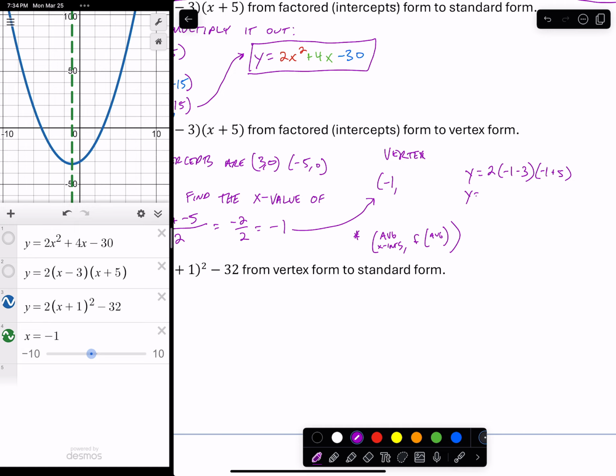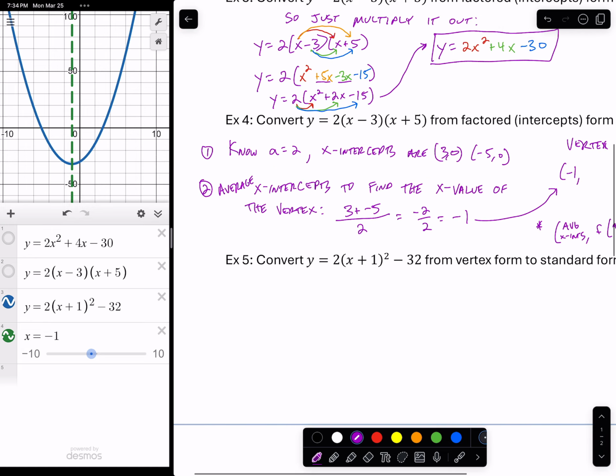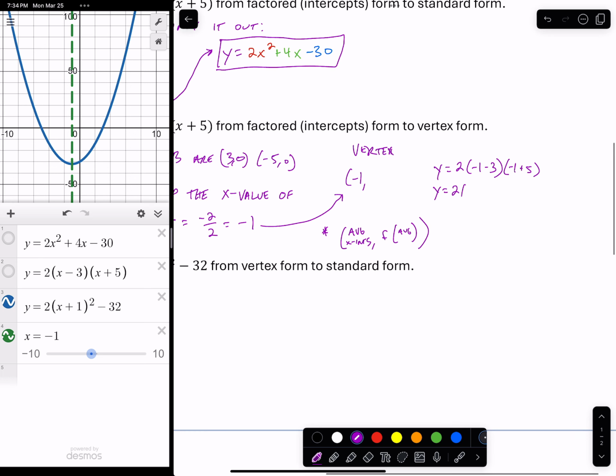So we get y equals 2 times -1 minus 3, which is -4, and -1 plus 5 is +4. When we multiply these together, -4 times 4 is -16, times 2 is -32. So that's going to be the y-coordinate of our vertex: -32.